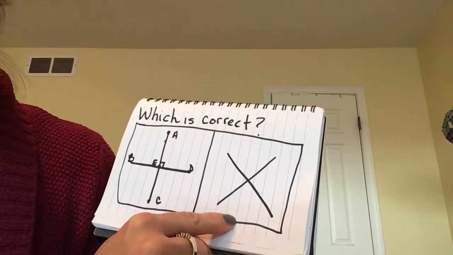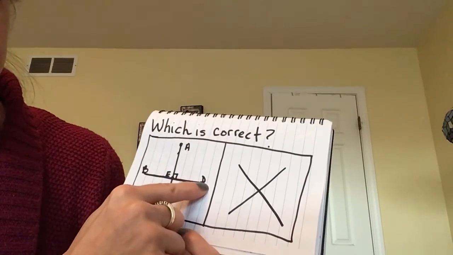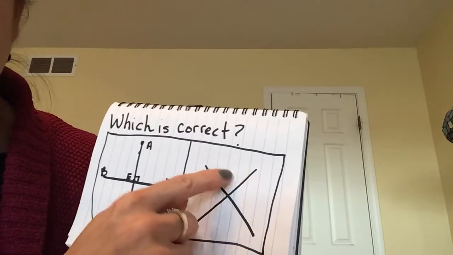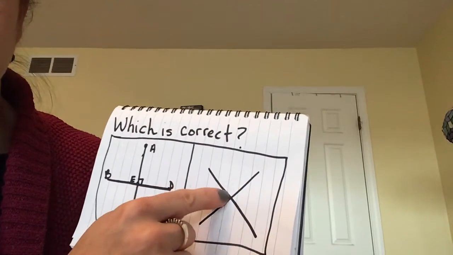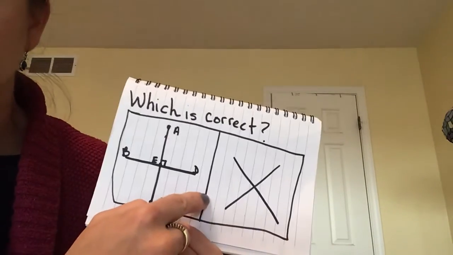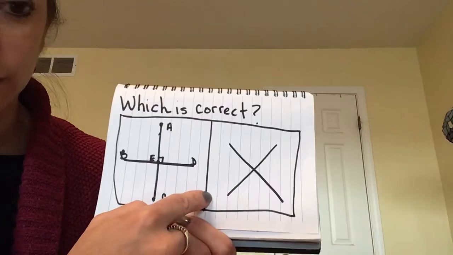Not quite. Okay, see how these angles look? These angles do not look the same. They have some acute angles in there, and then they have some obtuse angles in there. So these are intersecting lines, but they're not perpendicular lines.